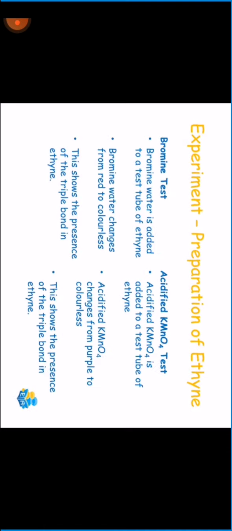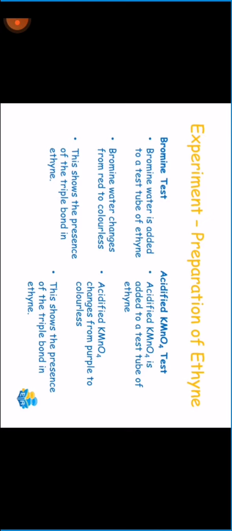The combustion test is slightly different. A lighted taper is placed into a test tube of ethine gas, and a sooty flame is produced. So a lot of soot should be produced. There will be a pop, and it will produce lots of soot. And this soot is formed from unburned carbon in the combustion reaction.